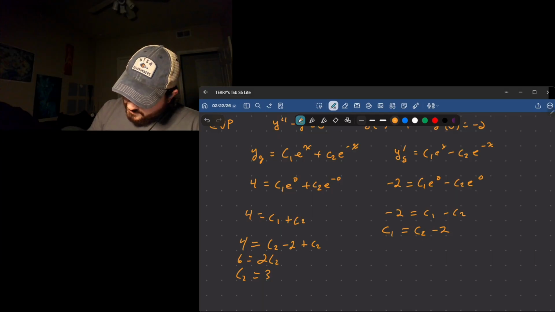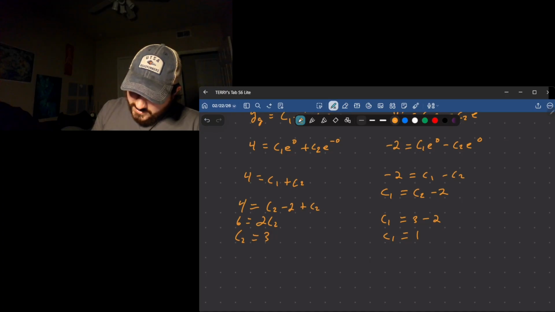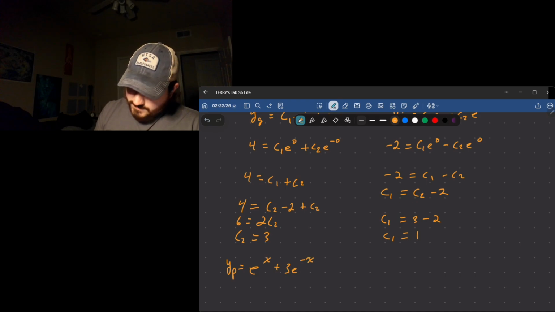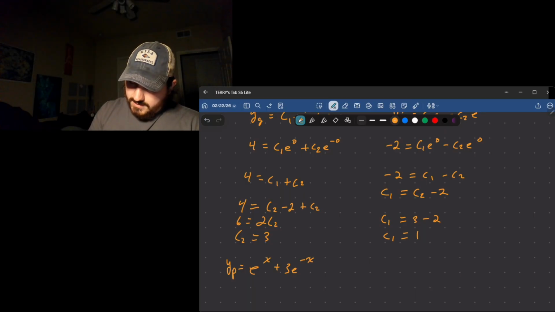Now we plug this back into our original, we get c1 is equal to 3 minus 1, so c1 is equal to 3 minus 2, getting ahead of myself here. So c1 is equal to 1. And now we can plug it all back into our y, and instead of getting a general solution, we're going to have a particular solution now. So we should have e to the x, and then plus 3 e to the negative x. That's it.